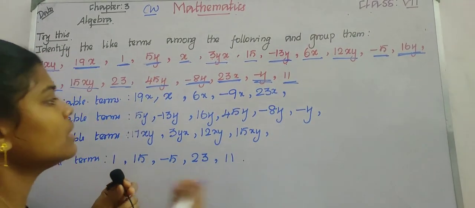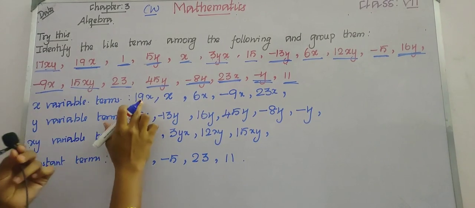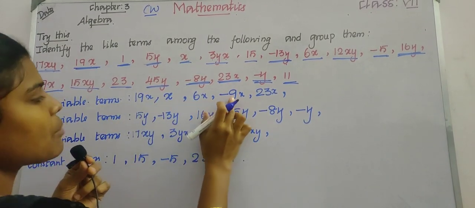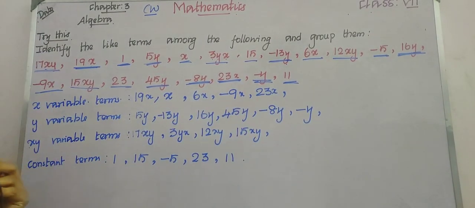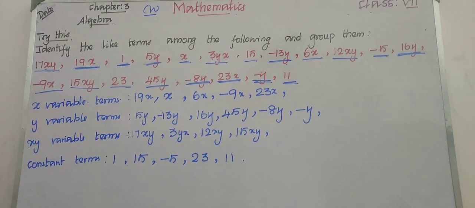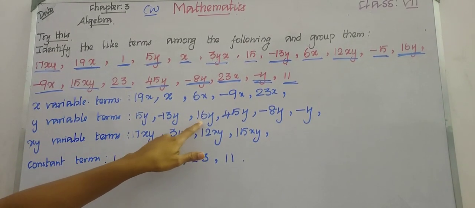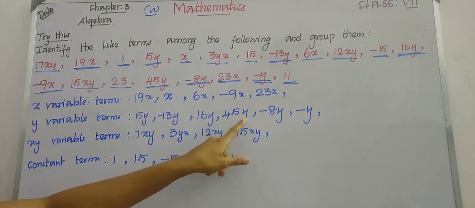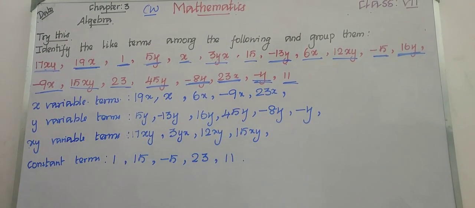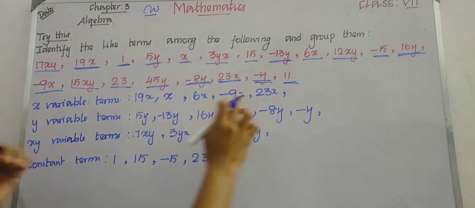Okay children, see these x variable terms: 19x, x, 6x, minus 9x, minus 23x. All these are the x variable terms, so they are like terms. And see the y variable terms: 5y, minus 3y, 16y, 45y, minus 8y, and y. All these are y variable terms, so they are like terms.